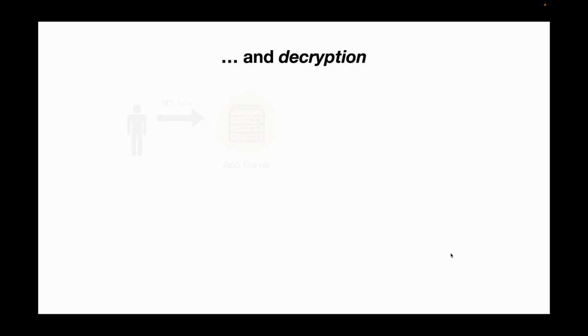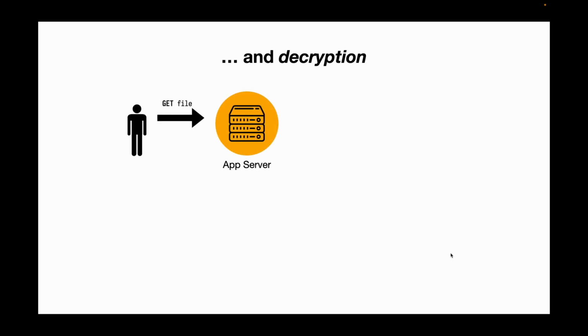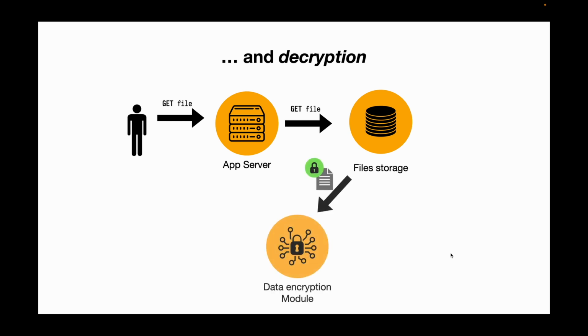Let's look at how it works. First, the user sends a request for the file to the server. The server sends a request to the file storage. File storage stores encrypted files. So again, we need a data encryption model to do the opposite operation, to decrypt the file, and only after that send it to the server, and after that the server can return the decrypted file to the client.